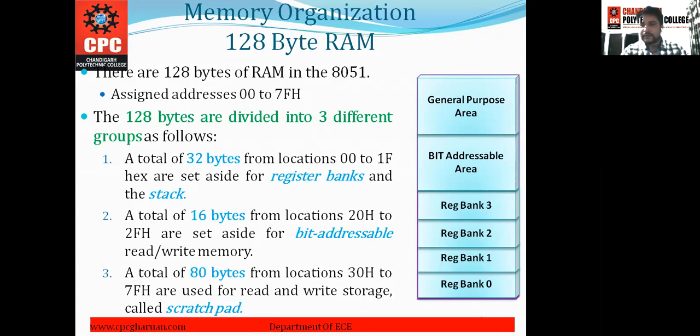At the right side, you can see the 128 byte structure, that is starting from the register bank 0, register bank 1, register bank 2, register bank 3. All these are the banks of register. For different types of registers we will discuss further. Next is bit addressable area and general purpose area. All these come under 128 bytes of RAM, that is from 00H to 7FH.